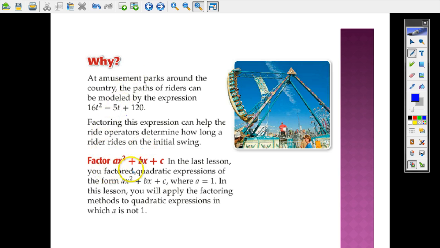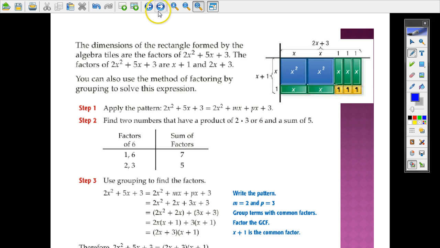Alright, so in order to factor, in the last session, you factored quadratic expressions of form ax squared plus bx plus c, where a was just 1. In this lesson, you will apply the factoring methods to quadratic expressions in which a is not 1. Okay, and what does that look like?